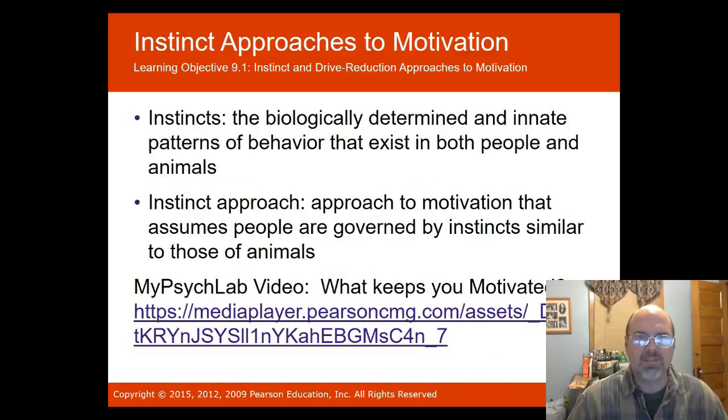Next are instincts. These are biologically determined and innate patterns of behavior that exist in both people and animals. So these are behaviors that we do because we're programmed to biologically. The instinct approach is an approach to motivation that assumes people are governed by instincts that are similar to those of animals. So in other words, we're doing things because it's how we're programmed as humans.